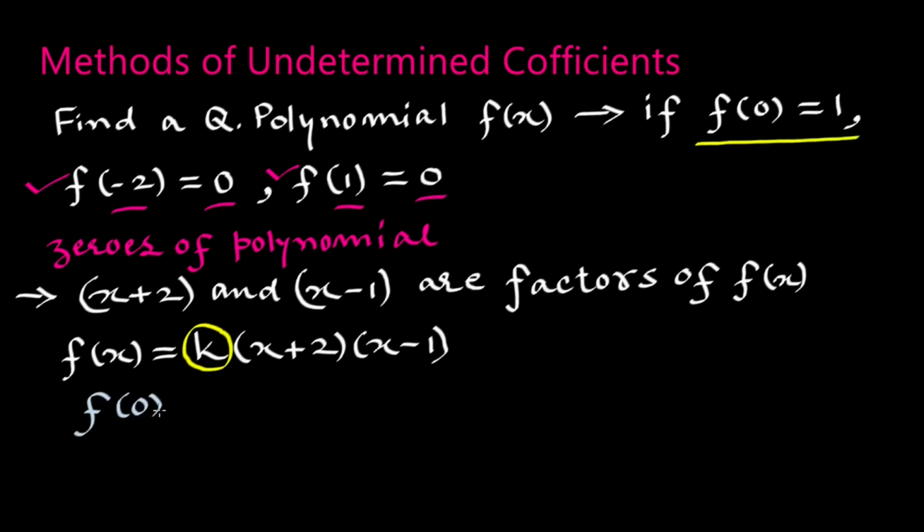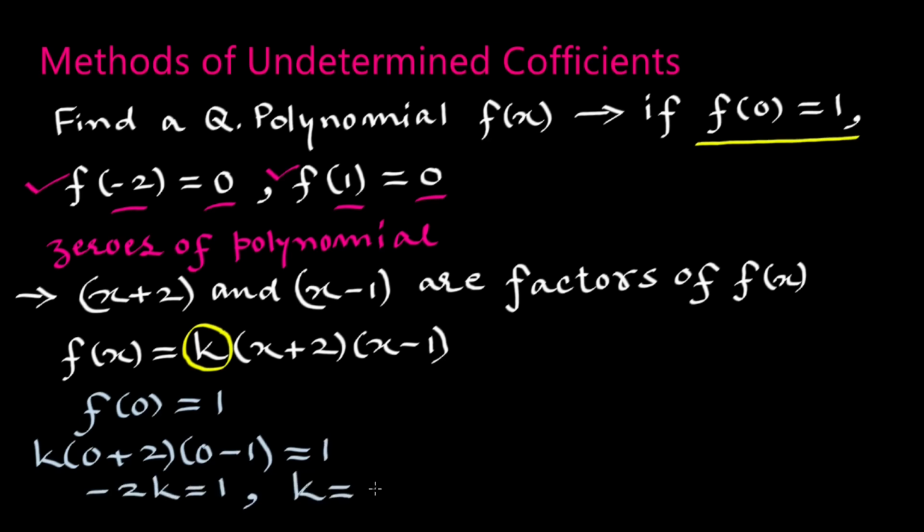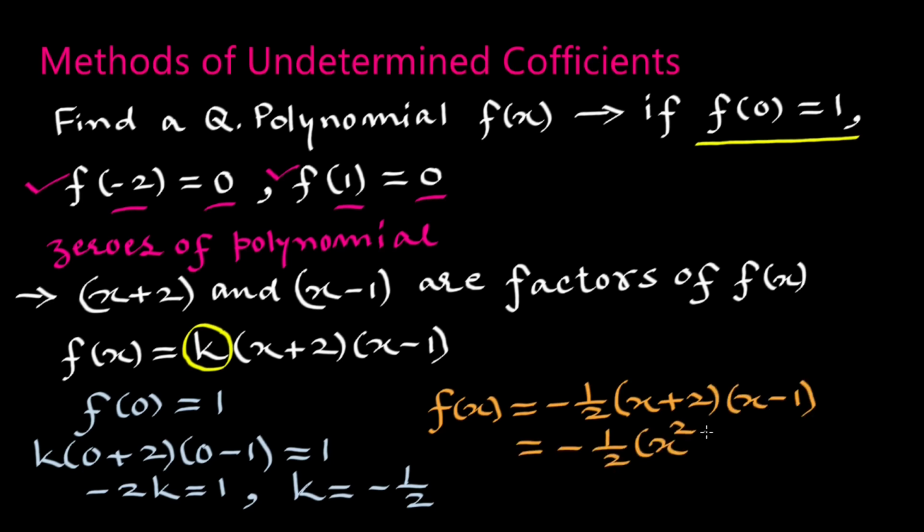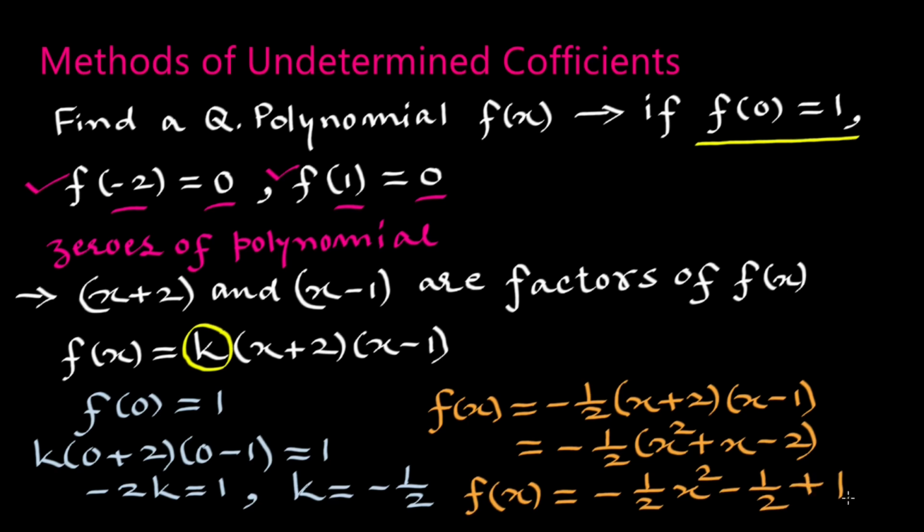So f(0) equals 1 gives k into (0 plus 2) into (0 minus 1) equals 1, minus 2k will be 1, k will be minus half. So the required polynomial f(x) will be minus half into (x plus 2) into (x minus 1), minus half into (x square plus x minus 2). So f(x) will be minus half x square minus half x plus 1.